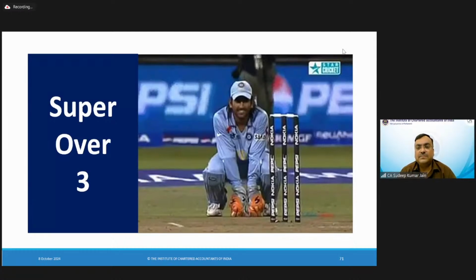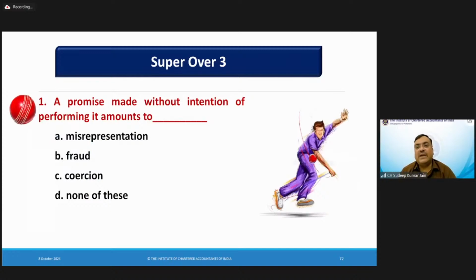Yes Piyush. Okay, I think Piyush is not asking. So let's start the super over 3. After this super over, we will have a break of 5 minutes and then we will complete this. Sir, I have a doubt. Please ask.